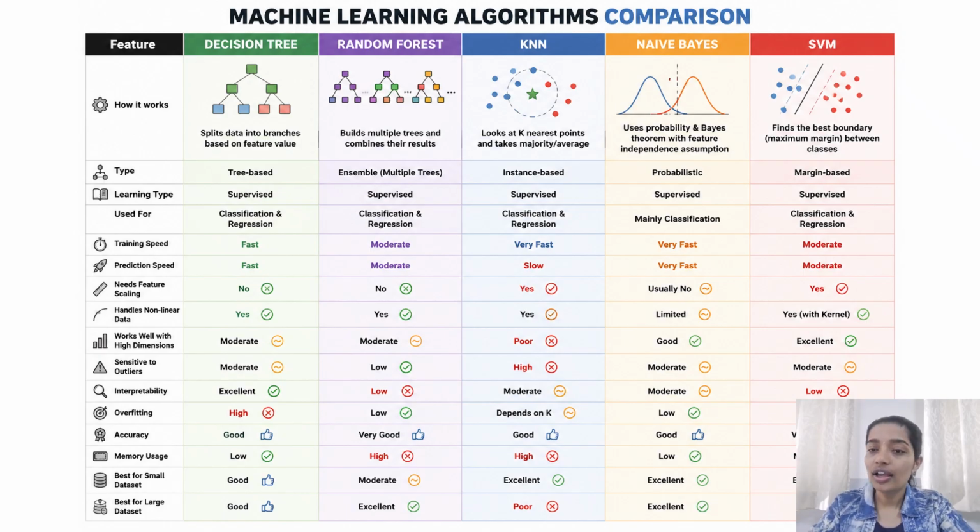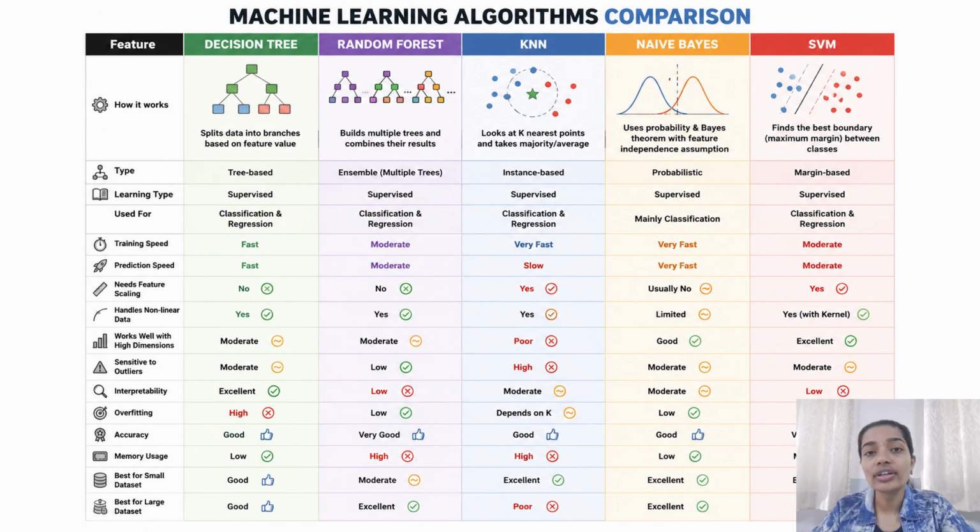Again, if you want to go through this algorithm deeply, you could go through our SVM video. The main aim is to maximize the margin. What is the margin? The margin is the distance between the nearest data points and the hyperplane. We can again use this for classification as well as regression, and this is margin based. The main aim behind SVM is to maximize the margin. And the speed is moderate.